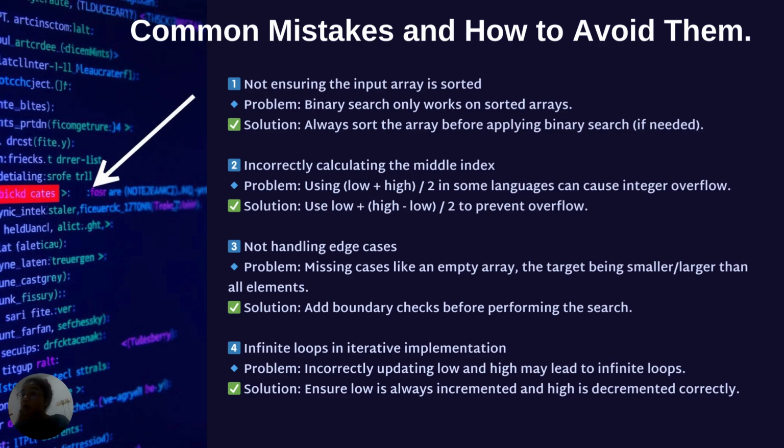Even experienced coders make mistakes in binary search. Here are some common ones and how to fix them. Forgetting to sort the array: always ensure the array is sorted before applying binary search. Wrong middle index calculation. Not handling edge cases, such as empty arrays and cases where the target isn't found. Infinite loop in iterative search: always update low and high correctly. Stack overflow in recursion: use iterative binary search for larger arrays.